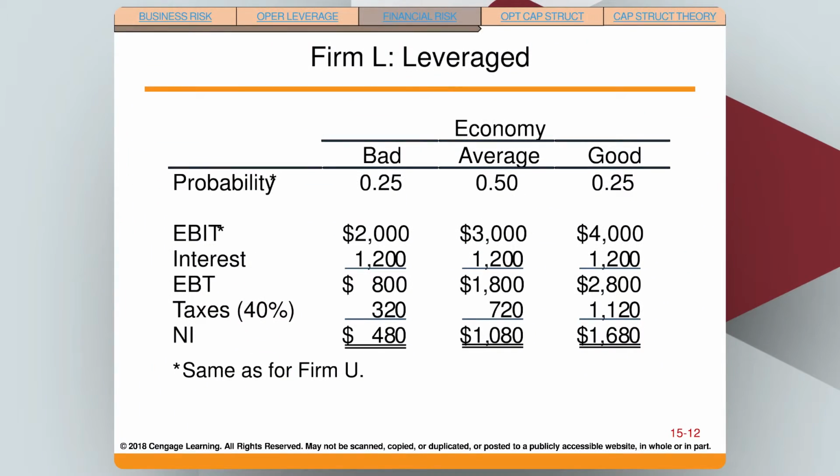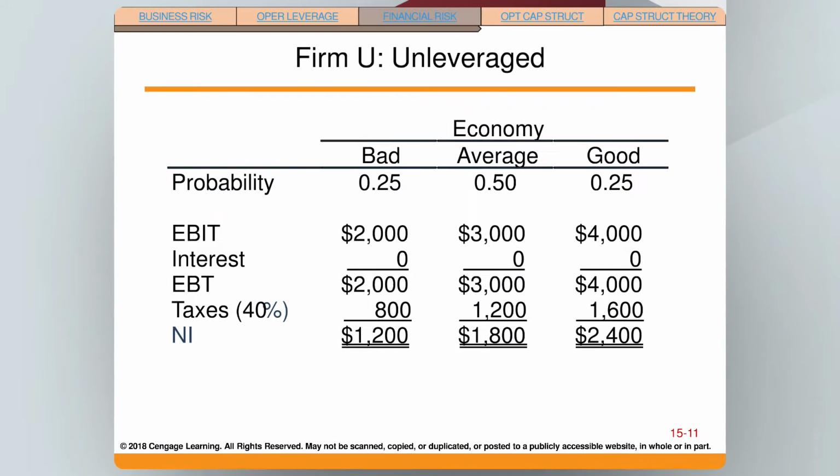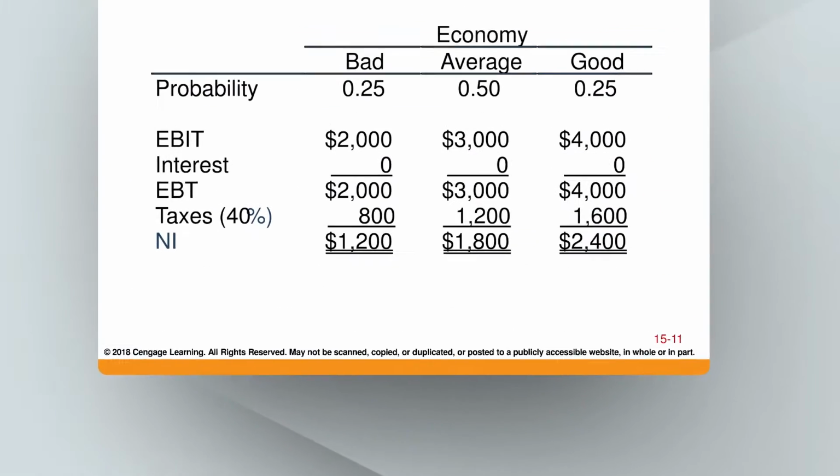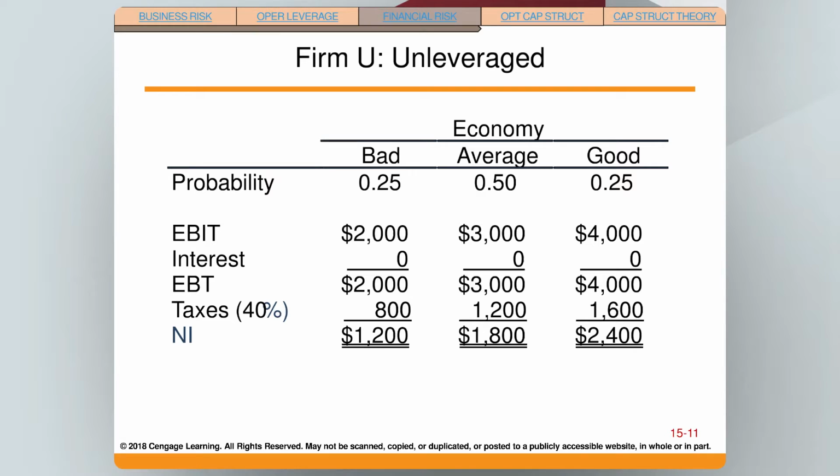So, in terms of the leverage, tingnan mo yung firm U. If you have bad, 0.25, 0.50, 0.25, tingnan mo yung EBIT niya: 2,000, 3,000, 4,000. Kasi nga kanina, as you notice, firm U is part of the unleveraged. Tingnan mo yung net income niya ha, 1.2, 1.8, and also 2.4.